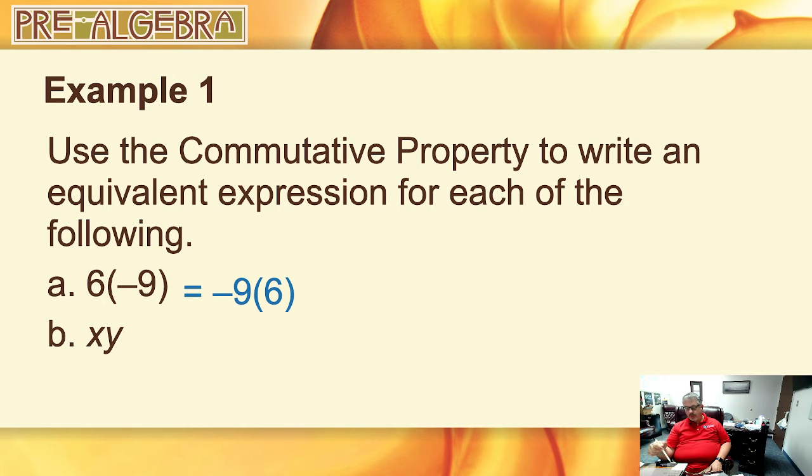Commutative property means they commute, they travel, they change location in the problem. So negative 9 times 6 instead, and that's the same answer. And then here we have the second one, x times y is also equal to y times x. So that's the commutative property. These things can change, they can travel. They move back and forth. X is on one side here, it's on the other side over here. Y is on different sides there. The same thing is with the negative 9 and the 6.